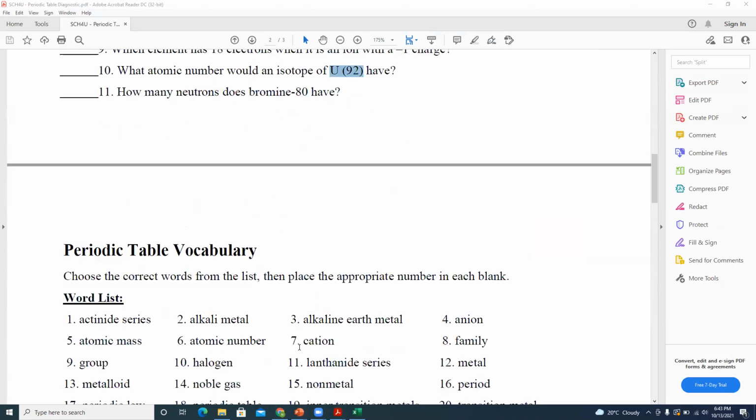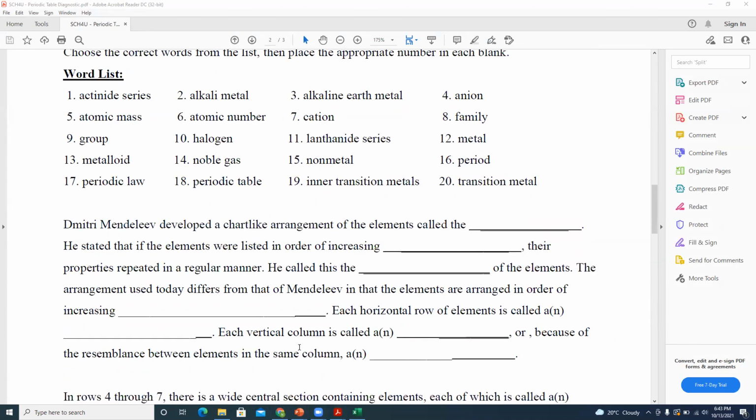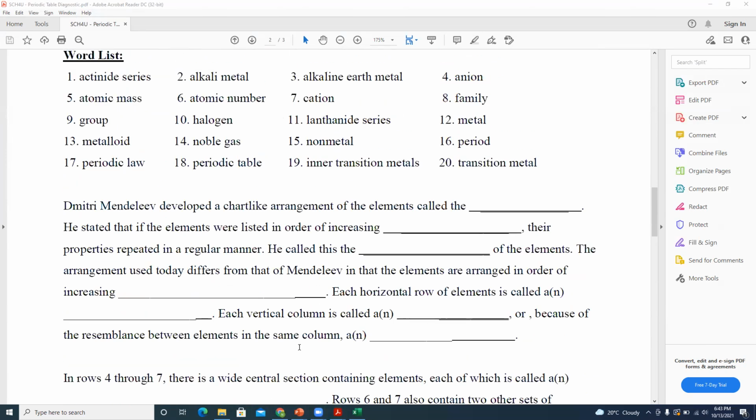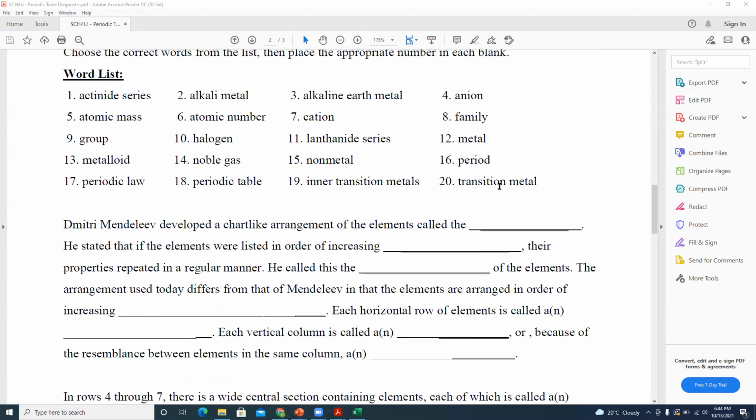Do we have more here? Oh yeah, there it is, okay. So then we have this word list here, and we had this exercise where we were matching these to what is here, okay?